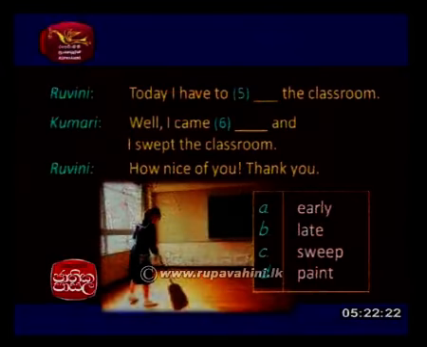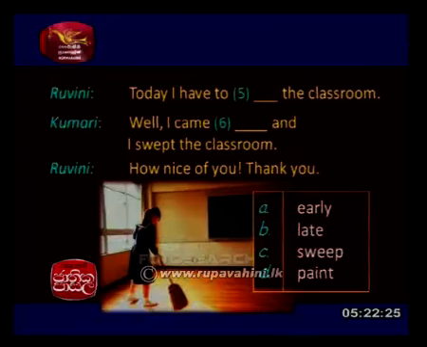Right. The next one. Yes. Today I have to blank the classroom. Kumari. Well, I came blank and I swept the classroom. How nice of you. Thank you. What are the words, children? Early, late, sweep, paint. Right. Today I have to sweep the classroom. You can see the picture that our girl is sweeping the floor, right?